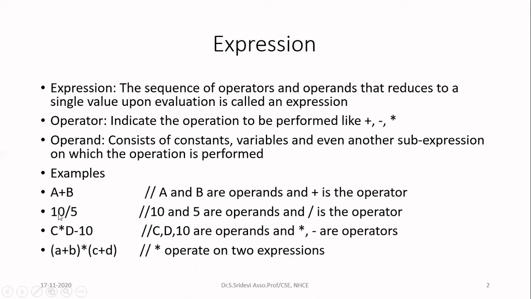In the second expression, we have 10 and 5 as the operands, which are constants. And then in the third expression, we have C, D and 10 as the operands. So we have a mix of variables as well as constants. In the last expression, we have sub-expressions as the operand for the operator multiply.